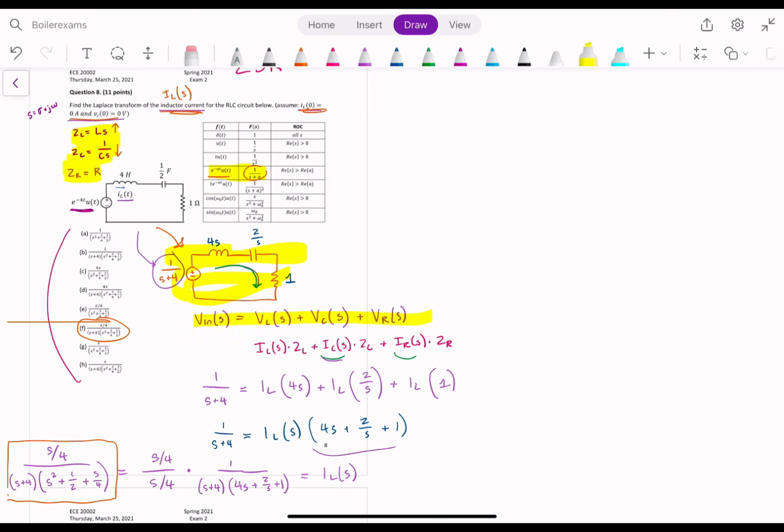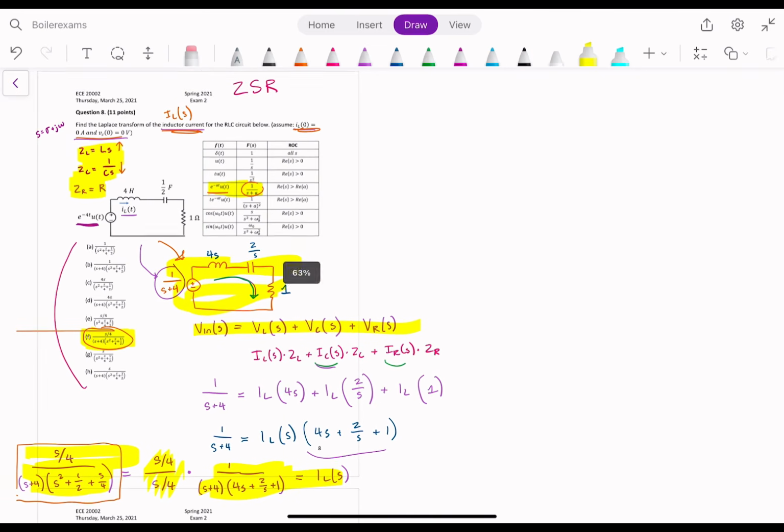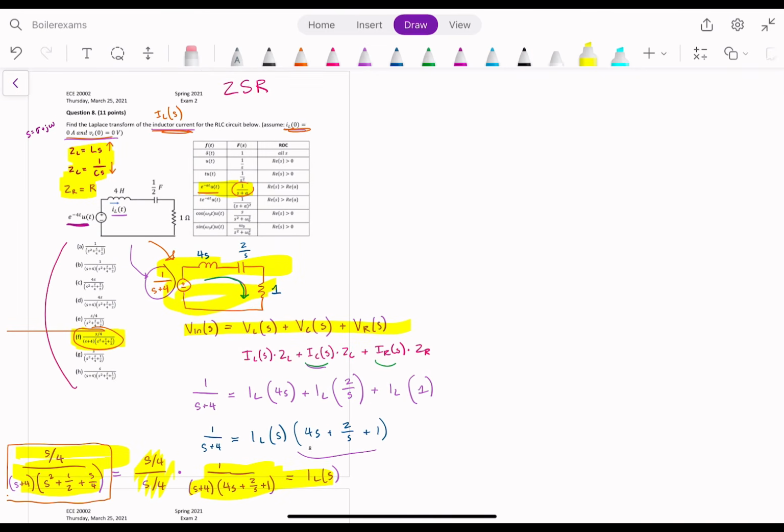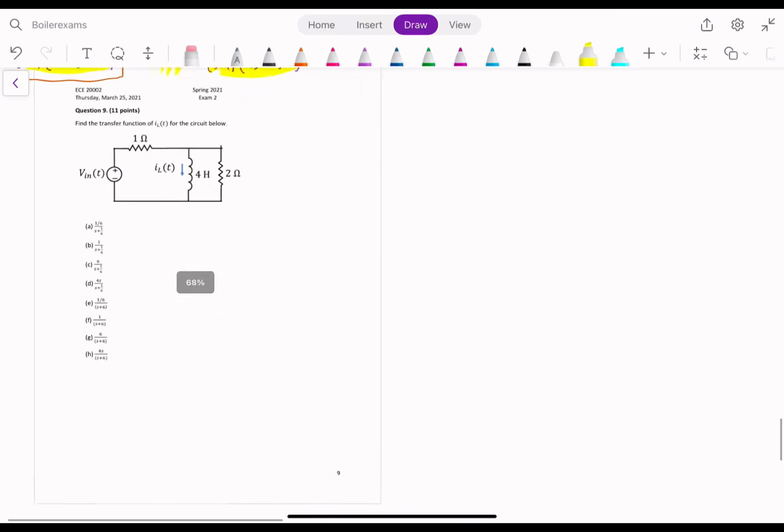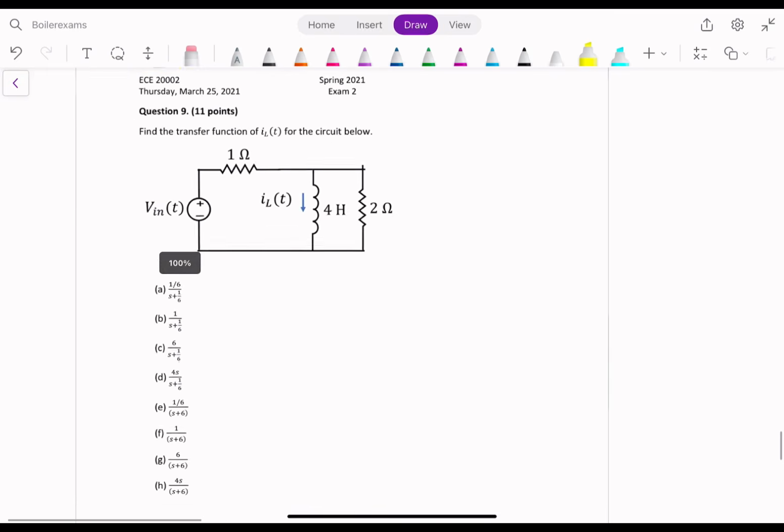We set up a KVL expression. We solved for I sub L of S. It was equal to this, and then we multiplied by S over 4 in order to get it into our answer form, and we got F as the right answer. And so that's how we do it. Pretty straightforward. Let's go on to the next one before this thing dies.